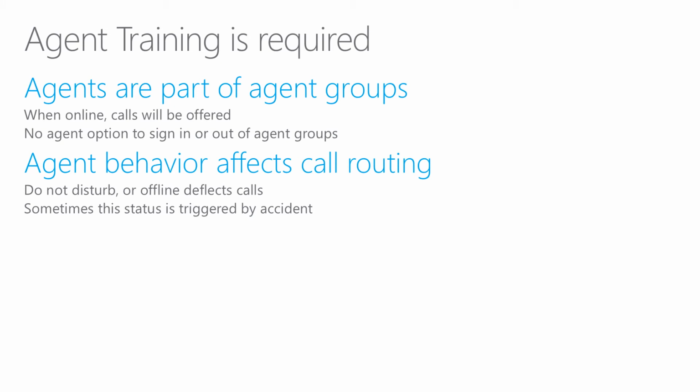Realize that you must train your agents. It isn't enough to just tell them, hey, you're an agent now. They must know how to be part of this group, because when they're online, calls will be offered to them. There's no option to sign in or out of agent groups, so they do need to understand how this works. Their behavior affects call routing. If I set myself to Do Not Disturb or forget to sign in, you will no longer get calls. Sometimes people trigger this status by accident. This is why this training is very important.